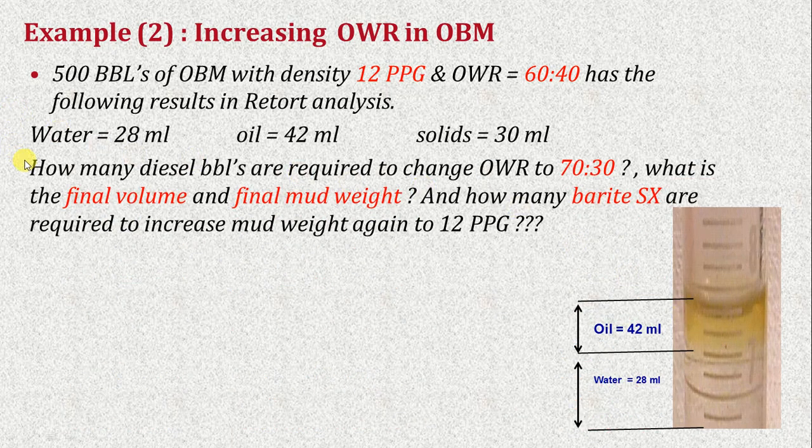And what's the problem? How many diesel barrels are required to change the oil-water ratio to 70-30? It is now 60-40, and we need 70-30. This means that we will add diesel, right? So what is the final volume and the final mud weight after adding the diesel, and how many barite sacks are required to increase the mud weight again to 12 ppg? Actually, this is a very important question, and it is a comprehensive question for all we will talk about in the quiz, in the calculations. The solution.